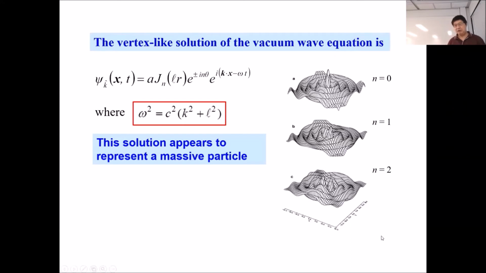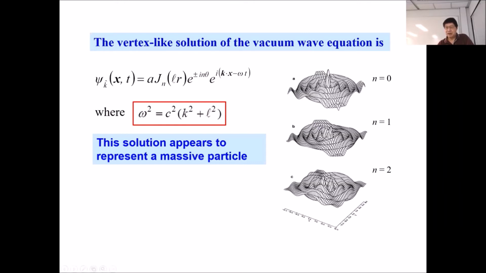The more complex solution for the wave equation of vacuum looks like this, okay? This looks complicated, and the J_m here is the Bessel function of the first type. Well, the important thing is, you don't need to worry about the equation. The only thing you need to focus on is its dispersion relation. The dispersion relation of this vortex light wave is omega squared equals c squared times k squared plus l squared. Omega is frequency, k is the wave vector, and l is the transverse wave vector. Later we will explain what it is, okay?